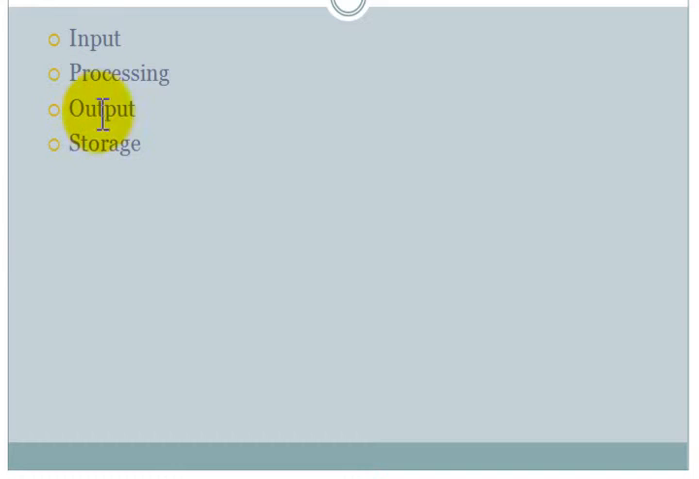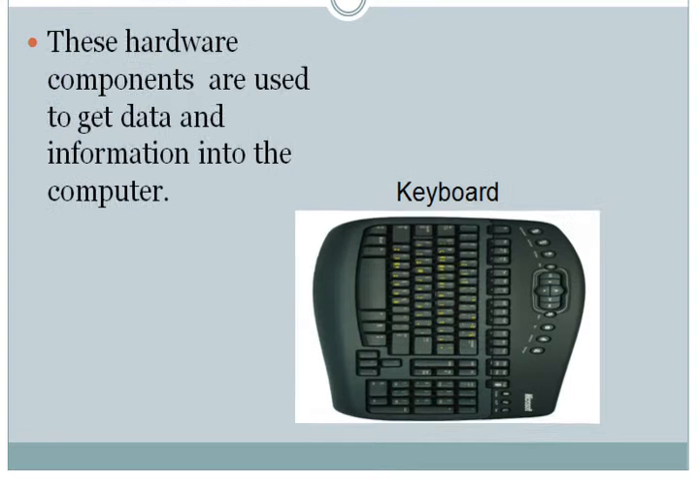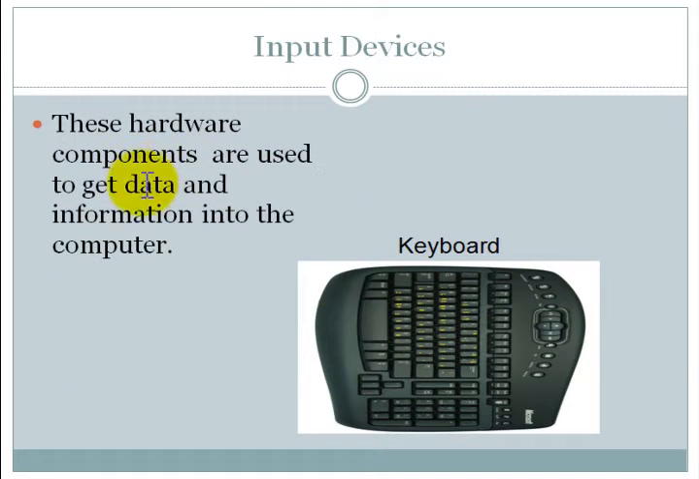But before we actually discuss all the hardware components, hardware is normally placed into different categories. These include the input, the processing, the output, and the storage devices. Now let us first look at input devices. These hardware components are used to get data and information into the computer.